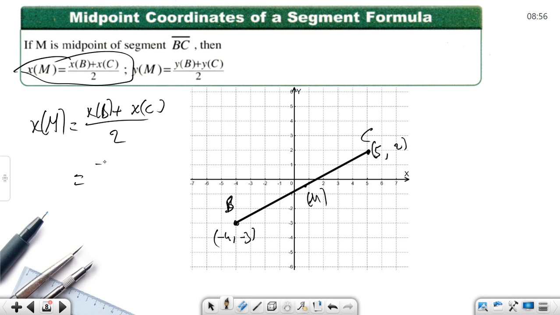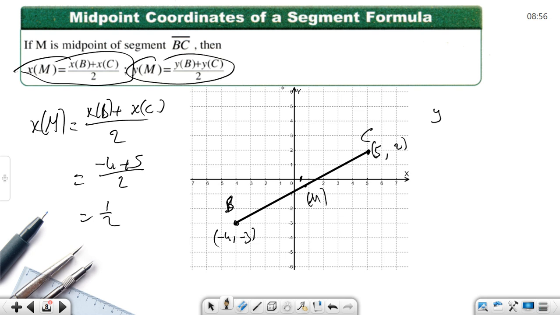What is the x of B? -4. What is the x of C? It is 5. Plus 5, divided by 2. -4 plus 5 is 1. 1 over 2. 1 divided by 2 is 0.5. This is the x. Now let's find the y value.